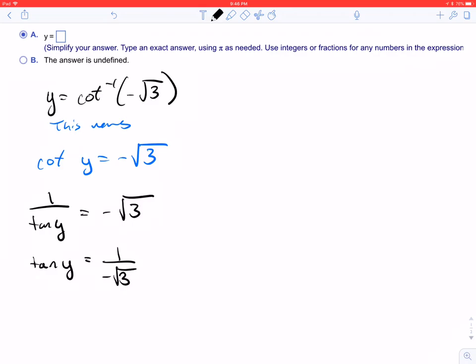Notice that the tan of some angle is negative, and we have 1 over square root of 3. So tan of what angle is 1 over the square root of 3? Let's see. It sounds like it's 60 degrees. Let's look at 60 degrees. Tan is sine over cosine, so that's root 3 over 2 over 1. So instead of 60, let's try 30. Tan is sine over cosine. If we do 30 degrees, that's going to be 1 over the square root of 3. So then y is going to be 30 degrees.